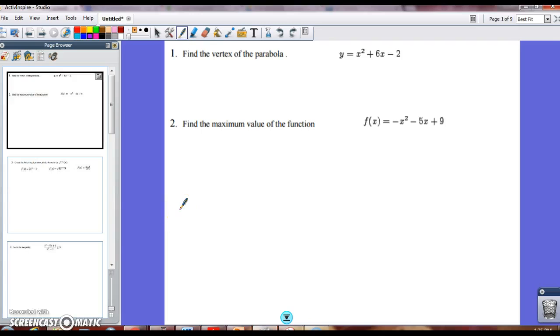Okay, everyone, today we're going to go over the review sheet. This is the first review sheet for the final exam, so we'll go through the problems that are on there. We might have to break it up into two videos. We'll see if we can get it all in one.